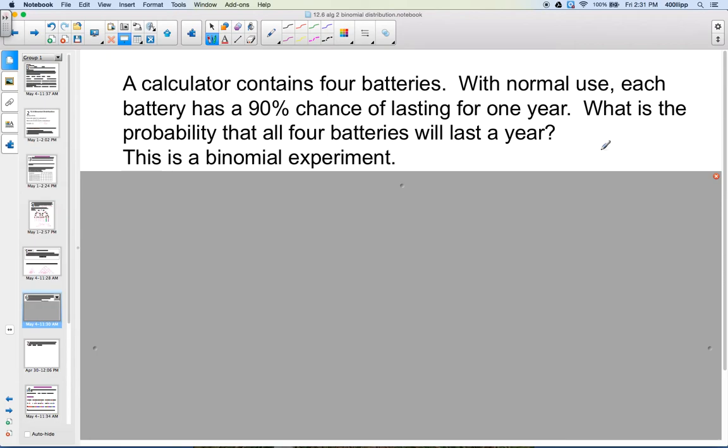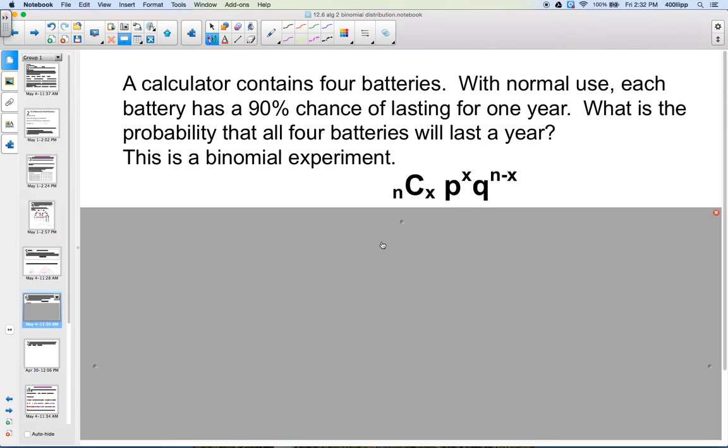What is the probability that all 4 batteries will last a year? This is a binomial experiment, therefore we're going to use the formula that we just learned, where n is going to be 4 because there are 4 batteries. X is going to also be 4 because we want all 4 batteries to last all year. P will be a 90% chance that it will last all year, so 0.9 for P. Your Q will be 0.1 because it has to add up to 1 or 100%.